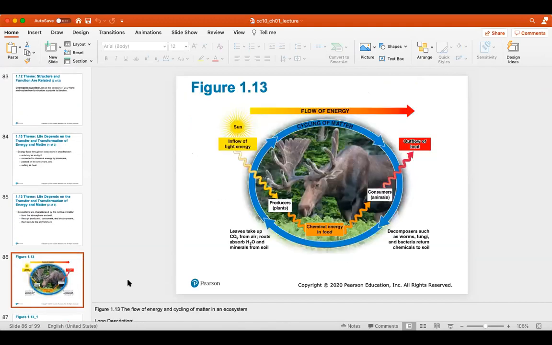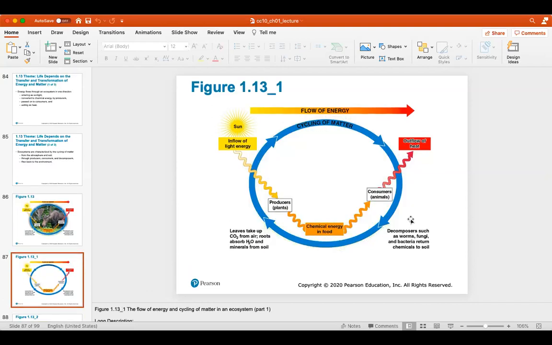So this just takes you through the flow of energy in an ecosystem. The sun is the ultimate source of light energy. Plants use energy from the sun to produce food. Leaves take up carbon dioxide from air. Roots absorb water and minerals from the soil. Chemical energy from the food will be taken up by a consumer, an animal, which uses that energy to provide all the processes that it needs to go through. And then the flow of energy exits as heat, and decomposers such as worms, fungi, and bacteria will return any sort of chemical back to the soil.